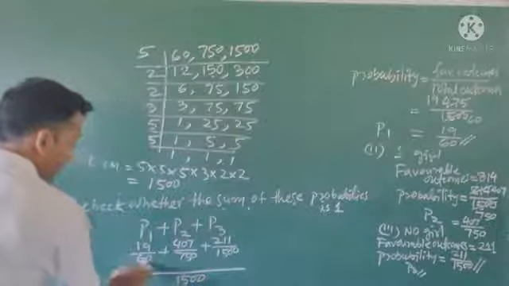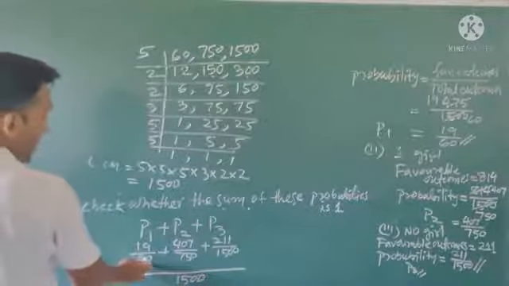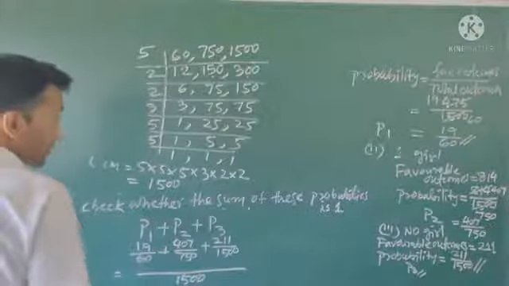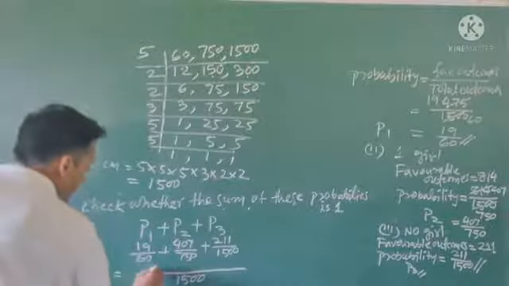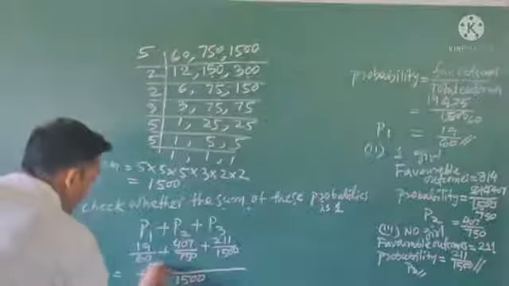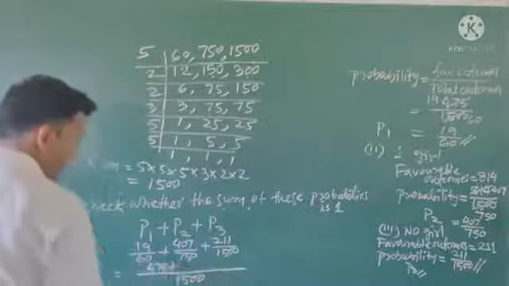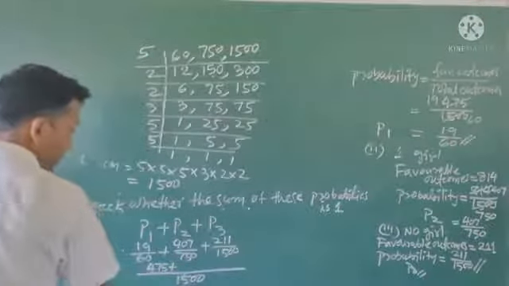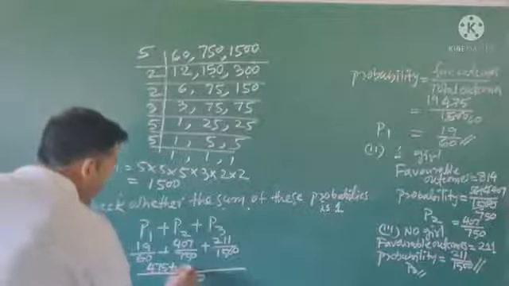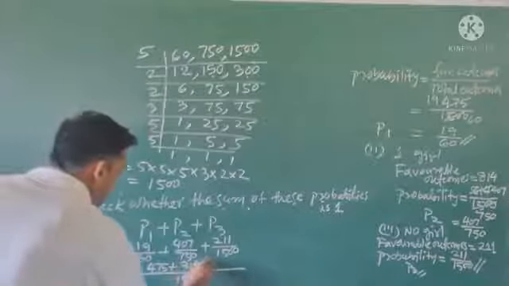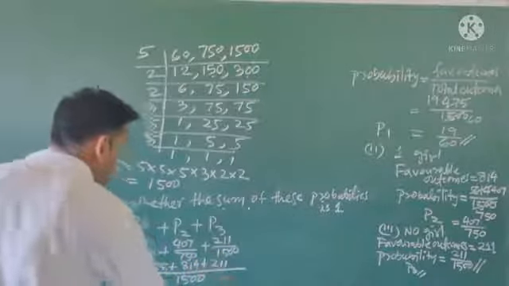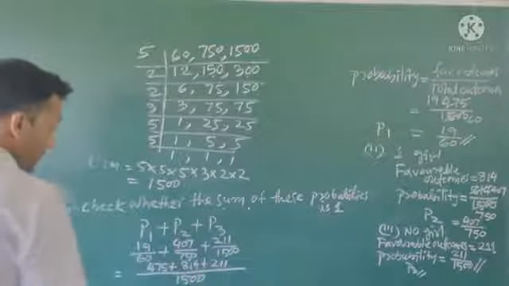Now 1500 by 60, how much is it? 1500 by 60 is 25. 25 into 19 we have 475. 1500 by 750 is 2. 2 into 407 is 814. Plus 1500 by 1500 is 1. 1 into 211 is 211.